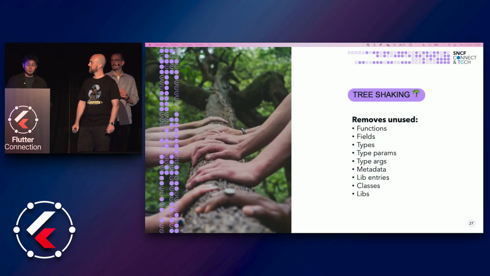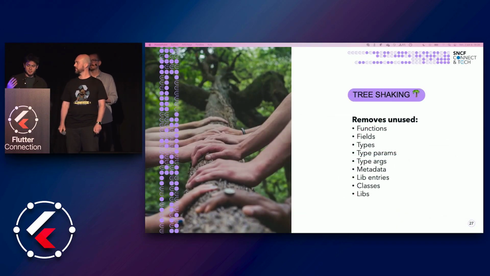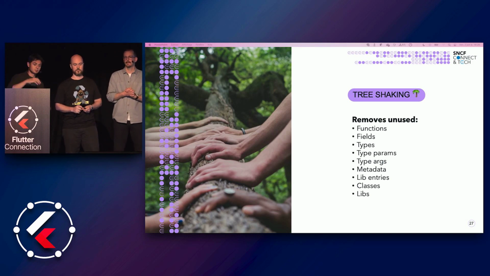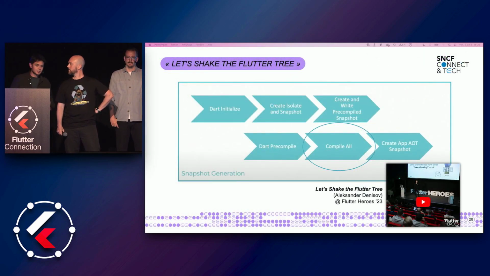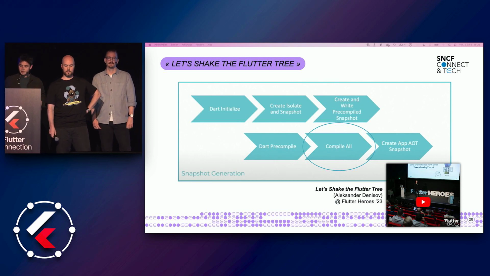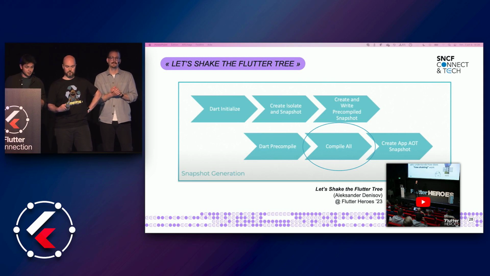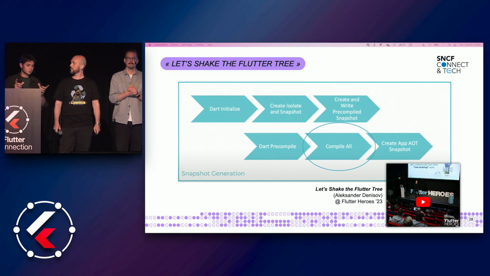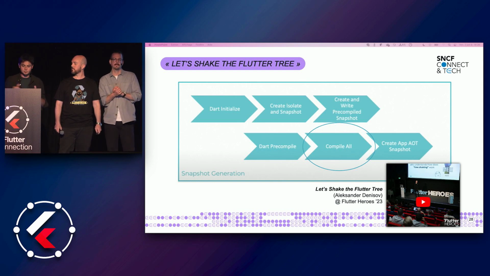About tree shaking. Tree shaking is about removing unused code for the other Flutter platforms of your app, so it can remove functions, fields, etc. And tree shaking is done at the compile step when you're building your application. You can learn more in Alexander's talk at Flutter Heroes. He describes this very well. I will just give you some quick tips on how to observe tree shaking in your app or to optimize it.